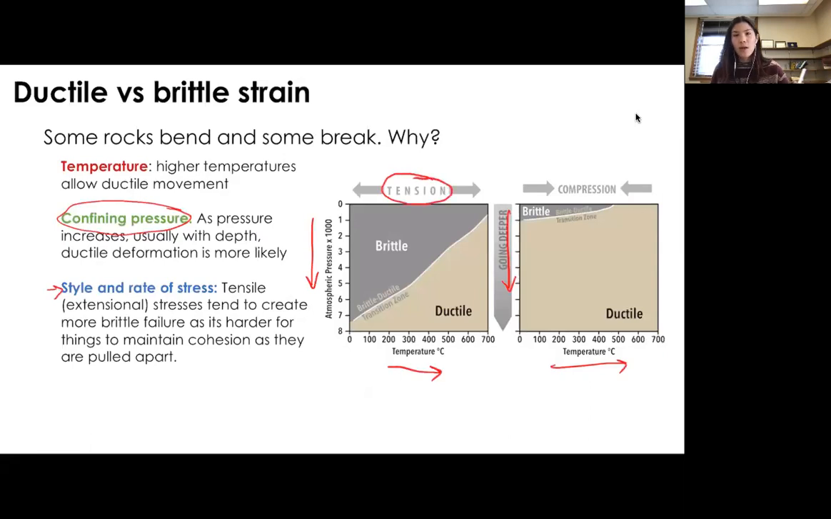You'll notice that the one on the left here is tension, and there are many more conditions in which rocks will behave in a brittle fashion in tensional stress. However, when we look at compressional, that zone of brittle deformation becomes much smaller, confined mostly to pressures less than 1,000 atmospheric pressure, and temperatures less than 500 degrees Celsius. Otherwise, for most rocks, we see deformation behaving in a ductile fashion under compressive stresses.